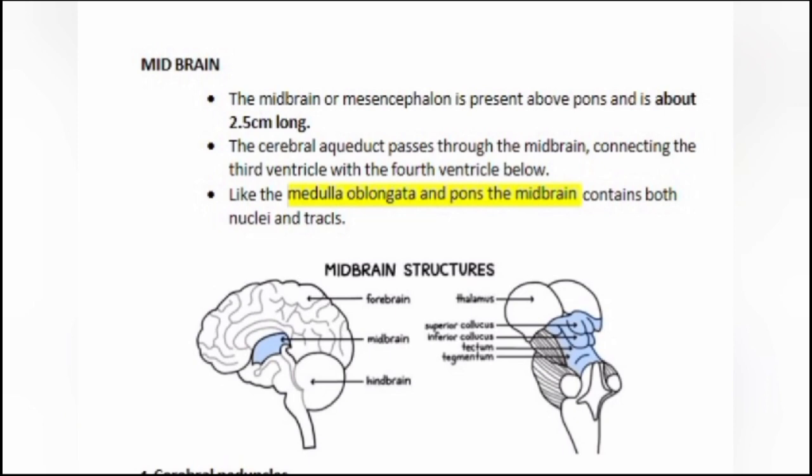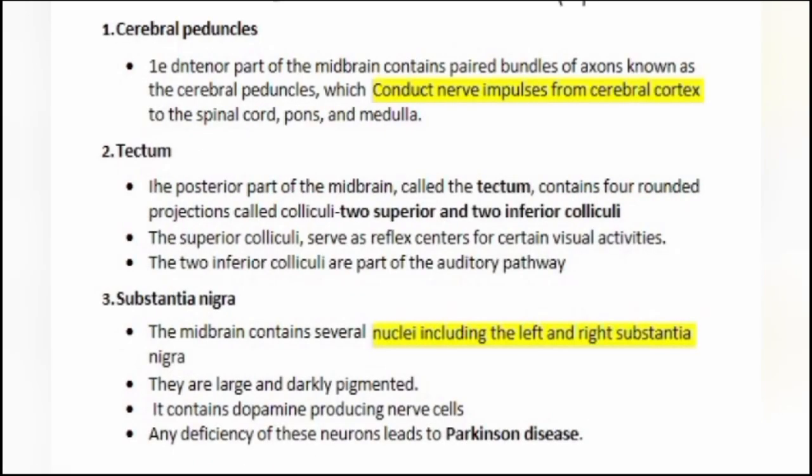So in the second picture, you can see clearly the tectum, that is between the inferior colliculus and the tegmentum. So this is the cerebral peduncle and the tegmentum with the substantia nigra. So we can just clearly note it down in this picture. Next, the parts are clearly explained, that is cerebral peduncle. It is the anterior part of midbrain, containing paired bundles of axons known as the cerebral peduncle. So this peduncle just conducts nerve impulses from the cerebral cortex to the spinal cord.